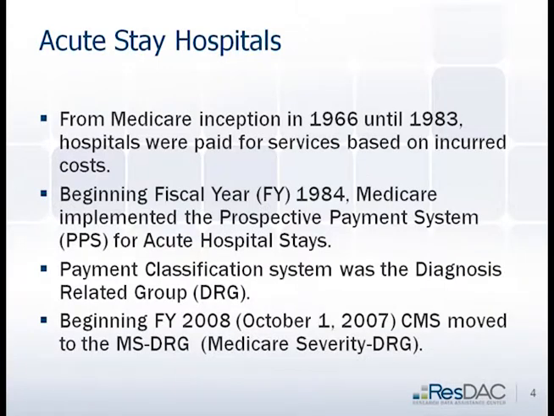So I'm going to start with the acute stay hospitals. Again, they were the ones that started out that were based on just incurred cost from 1966 to 83. Acute stay hospitals were the first hospitals that Medicare began using prospective payment system. And I know that none of you can get data back to 1984, but it's always good to know that CMS has been concerned with controlling costs throughout time, that was one of the first things that they did for acute stay hospitals was implement the PPS system in 1984.